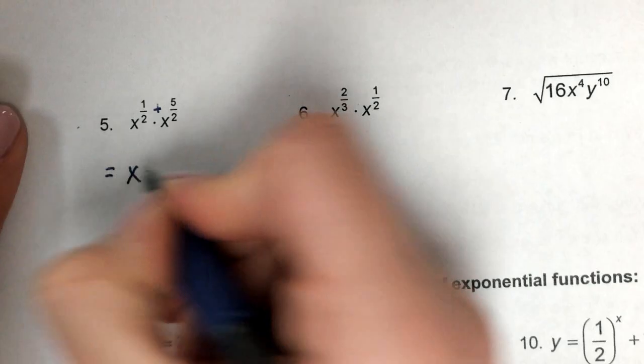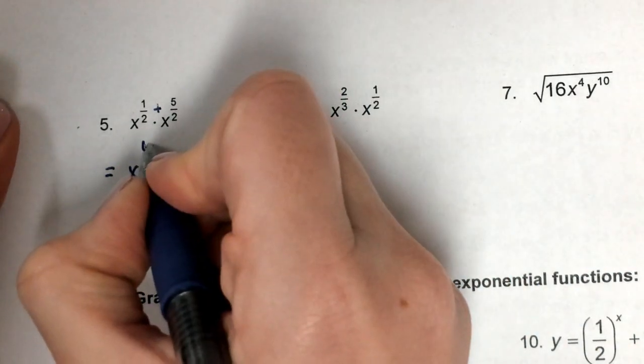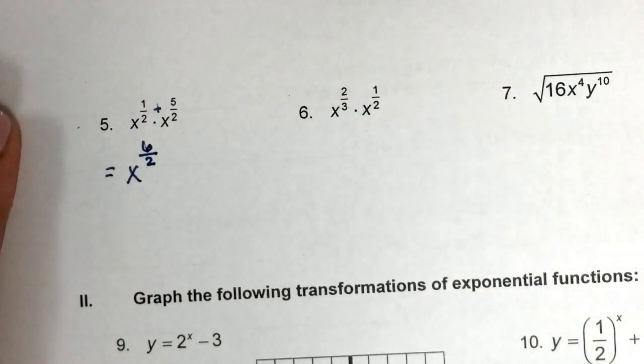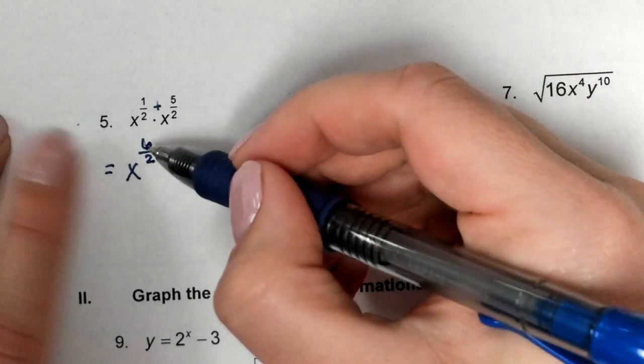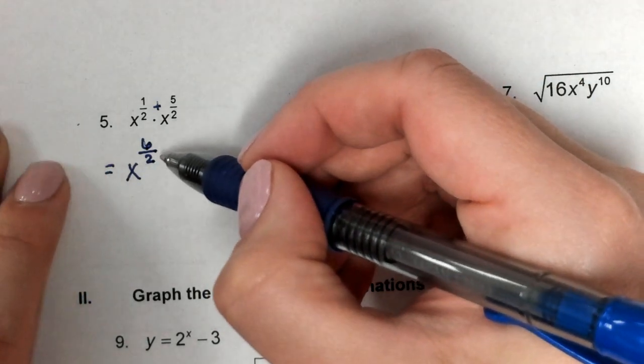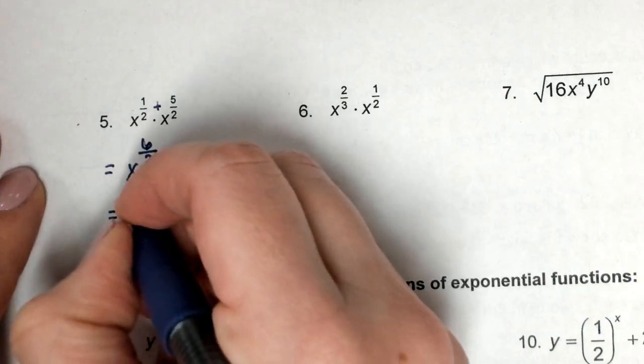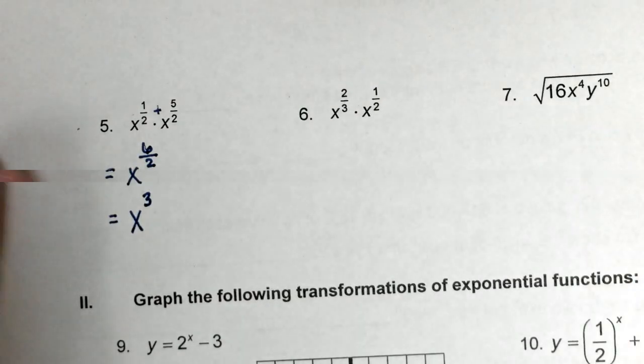So this would be x to the power of 1 plus 5 is 6, and I keep the denominator at 2. Now this fraction can be simplified to 3. So it's just x to the third. That's it.